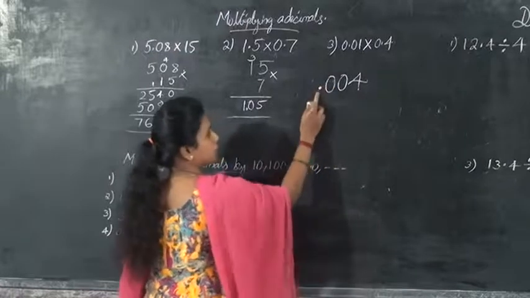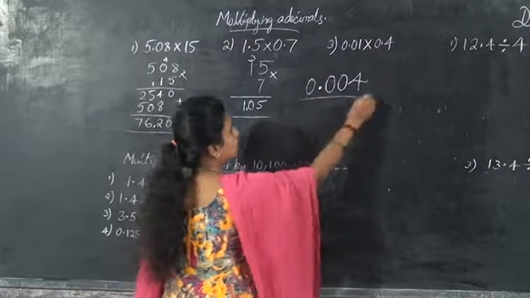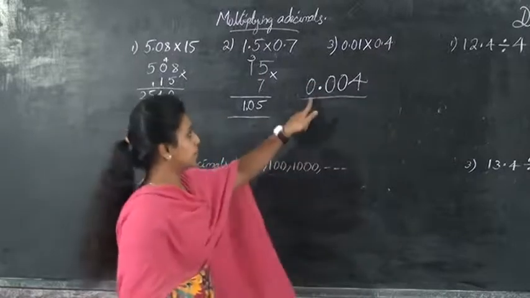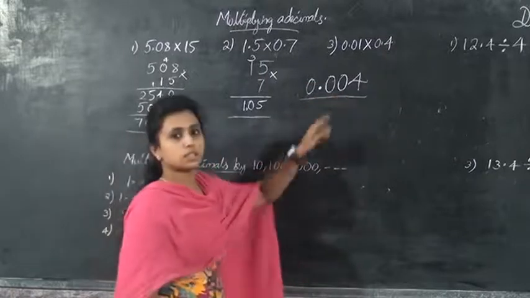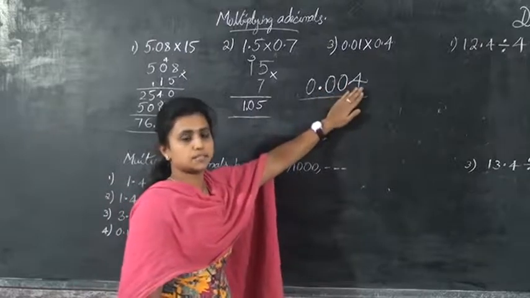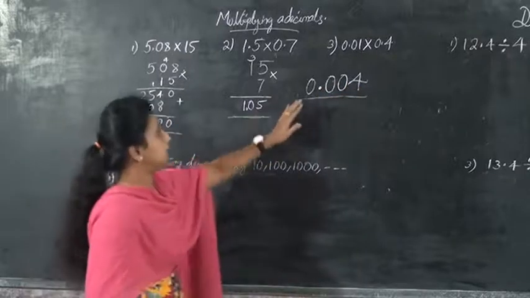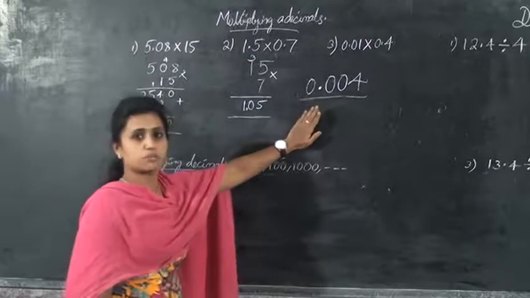Then put the point. To see that point you want to put a 0 at the beginning. This is the answer. 0.004. This is clear children? You want to study this, the way of doing multiplication of decimals.